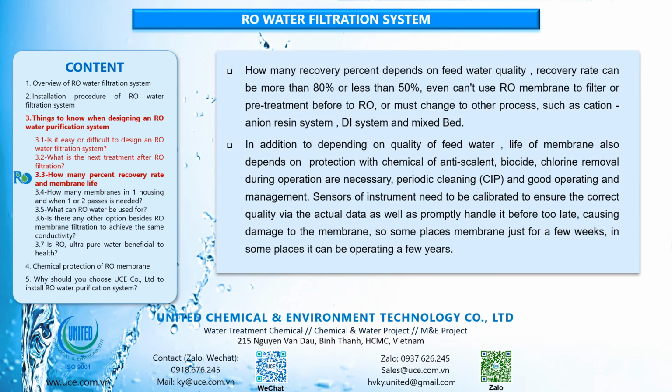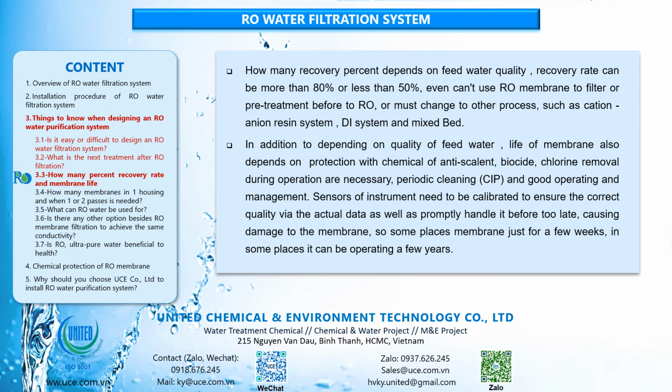How much recovery percentage depends on feed water quality. Recovery rate can be more than 80% or less than 50%. Sometimes an RO membrane cannot even be used to filter, or pre-treatment is needed before RO, or the process must change to other processes, such as cation, anion resin system, DI system and mixed bed.